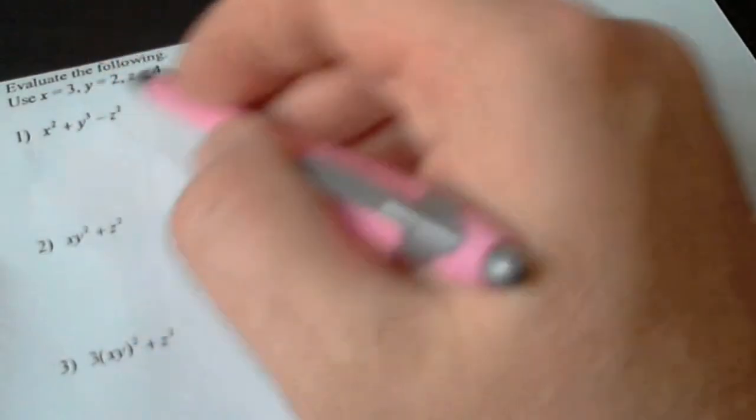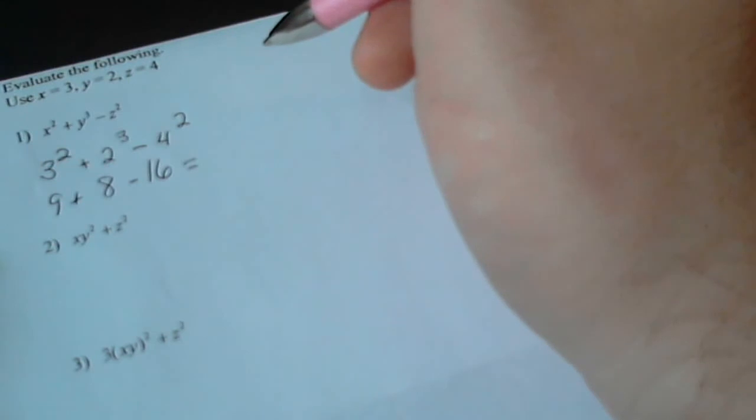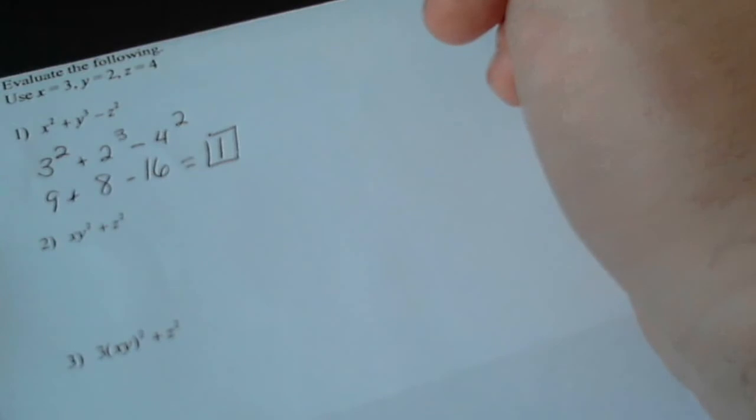Okay, let's try to evaluate some powers now. We have x squared plus y to the third minus z squared, but we have to do some substitution first. X is 3, so that's 3 squared, plus y to the third, 2 to the third, minus z squared, which is 4 squared. Alright, 3 squared is 9, plus 2 to the third, which is 8, minus 4 squared, which is 16. 9 plus 8 is an easy 17. 17 minus 16. Looks like our answer is going to be 1.